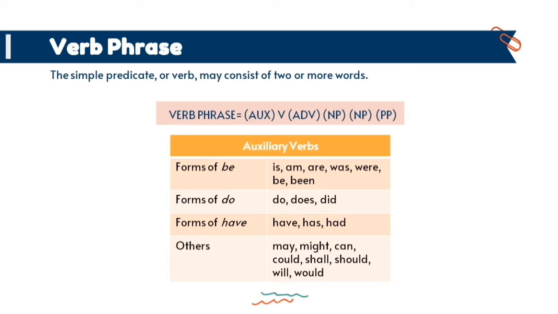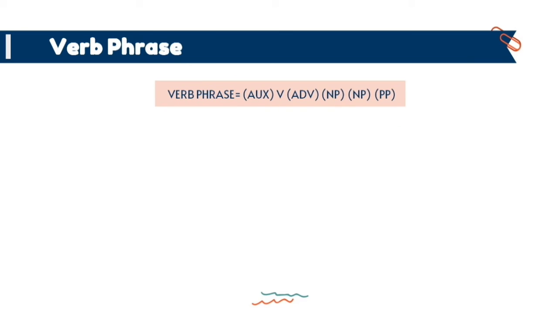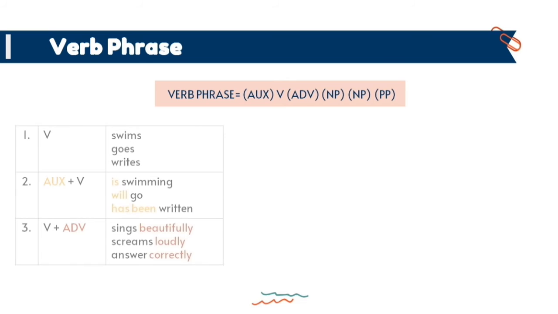And then let's go to the examples of verb phrase. The first is verb, just verb. They are swims, goes, rides. And the second, auxiliary combined. A verb is combined by auxiliary: is swimming, will go, has been written. The third is verb combined by adverb: sings beautifully, screams loudly, answer correctly.